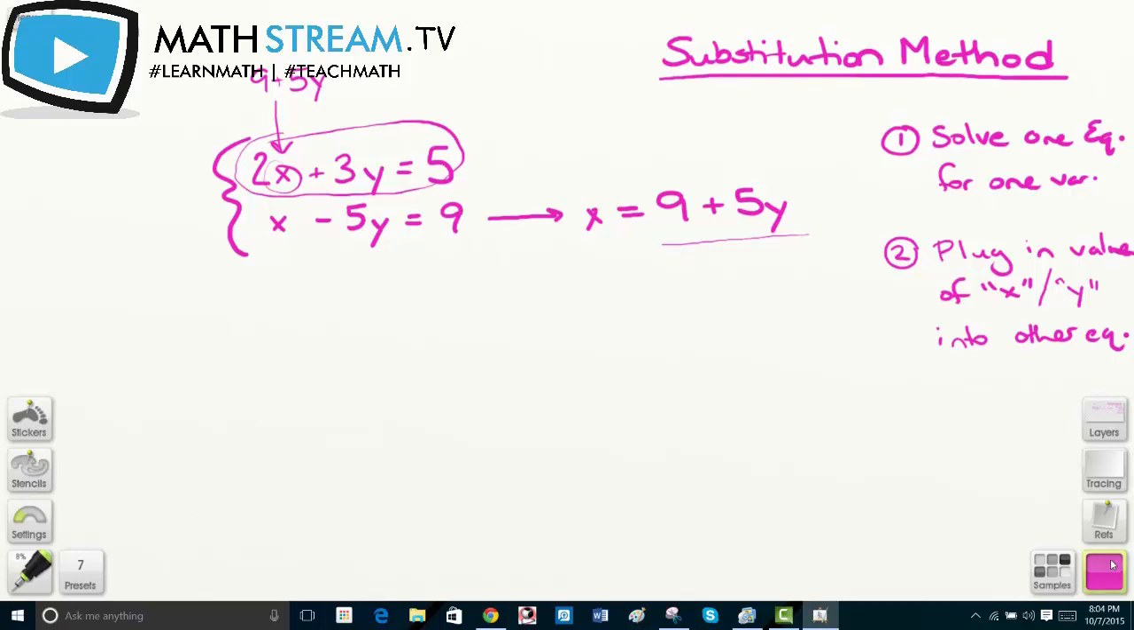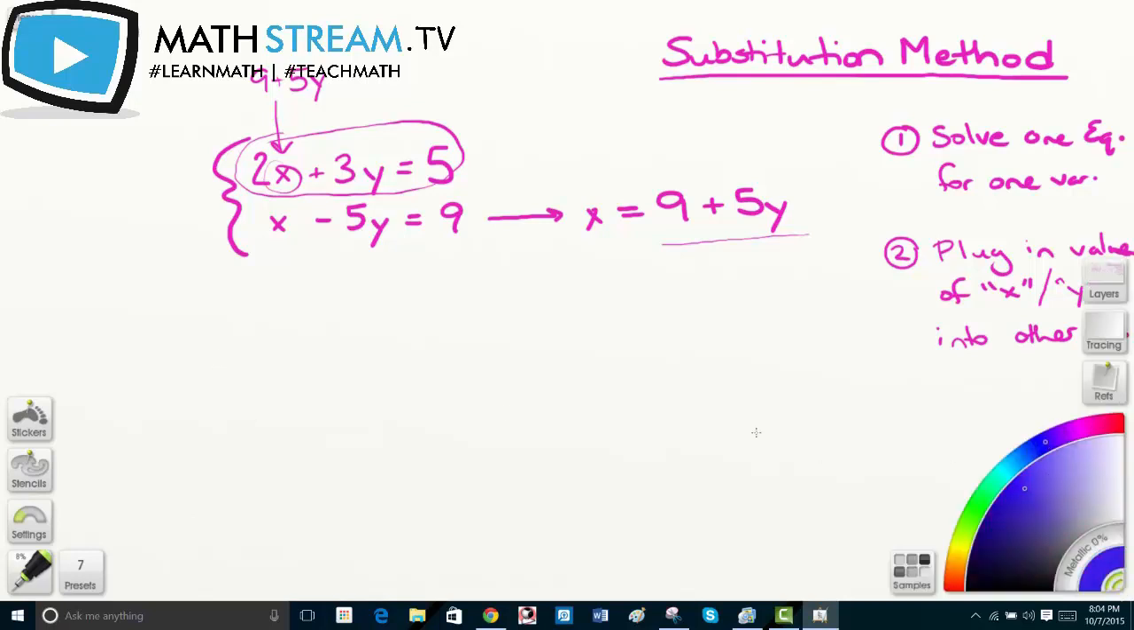So I'm going to actually use a different color so we can compare. We're going to say 2, not 2x, we're going to say 2 times 9 plus 5y. Now again, if you're like, wait, remind me again, where did I get that? Right here, because we said x is the same as 9 plus 5y, so I'm replacing x, plus 3y, I'm just copying the rest of the first equation, equals 5. So I've just written the first equation in a different way.